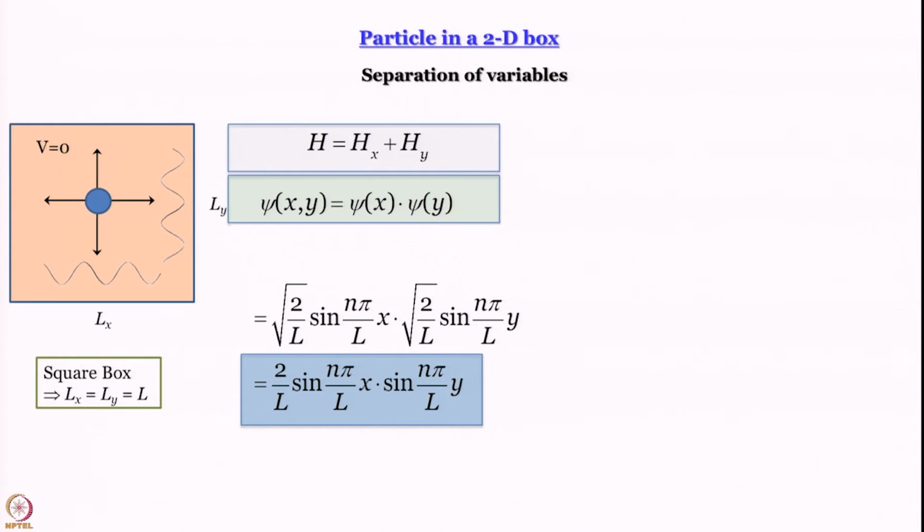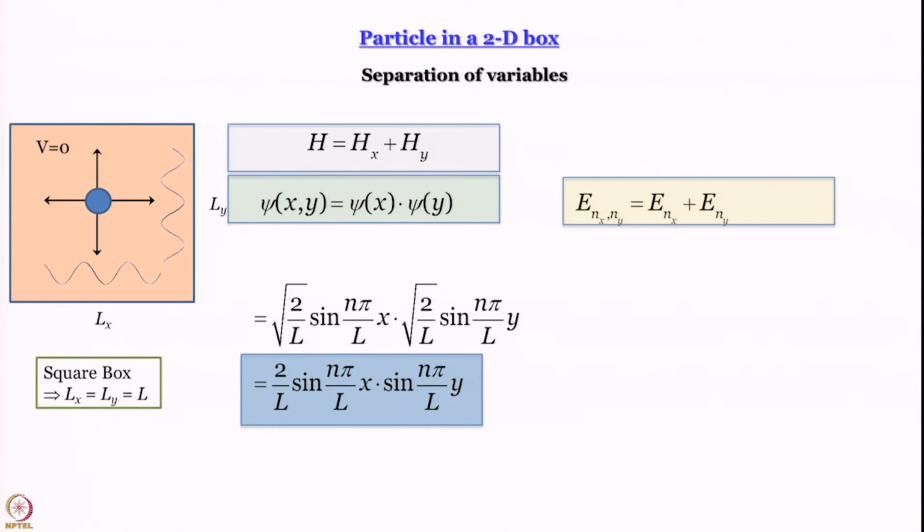So, this is what psi is, root over 2 by L sin n pi x by L multiplied by root over 2 by L sin n pi y by L, and I get away writing L here because we are working with a square box, Lx equal to Ly equal to what I have written L. Okay. So, finally the wave function is 2 by L and the product of these two sine terms.